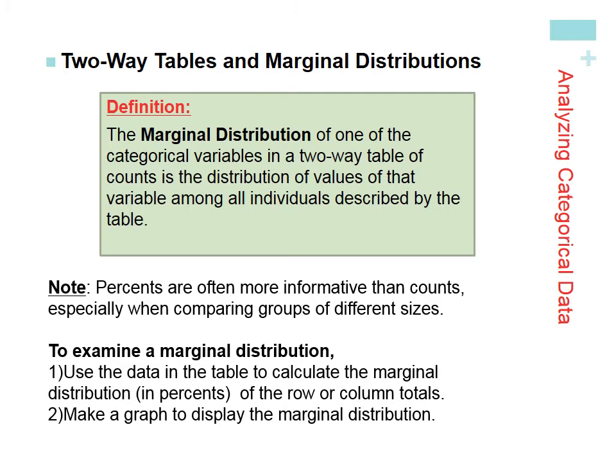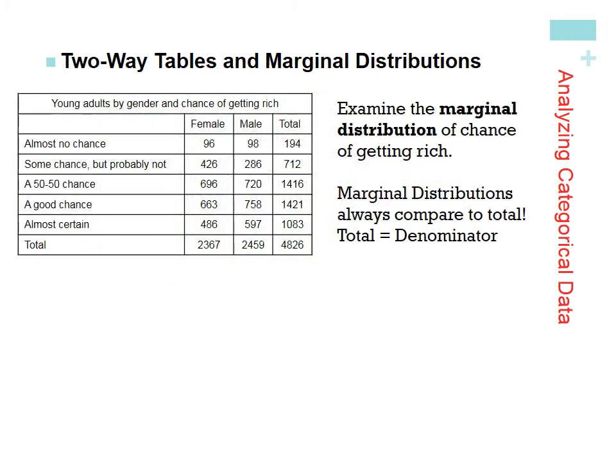So to examine a marginal distribution, you use the data in the table to calculate the marginal distribution in percents of the row or column. So it's just taking that row divided by the total, that specific column divided by the total, and then we can make a graph to display the marginal distribution, or the distribution of just one of the variables.